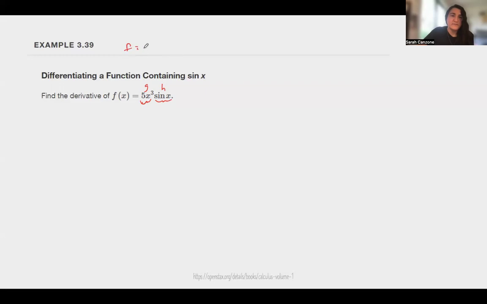So if f equals g times h, then f prime, if you remember my little trick, it was first times the derivative of the second. So that was g h prime plus second, which is h, times the derivative of the first, which is g prime. So this is the product rule. So let's go ahead and write it out.